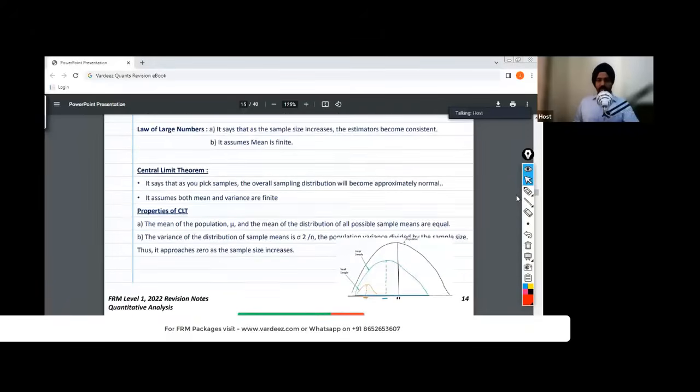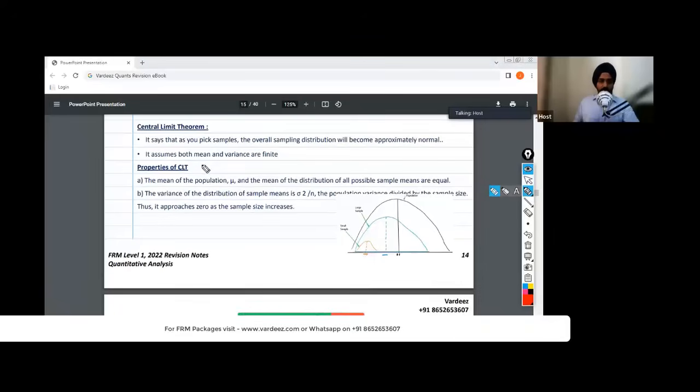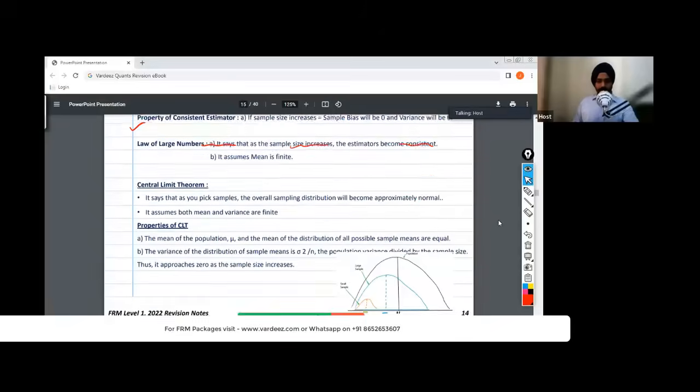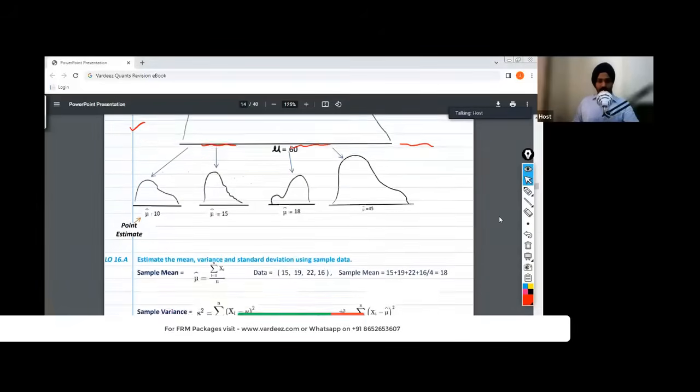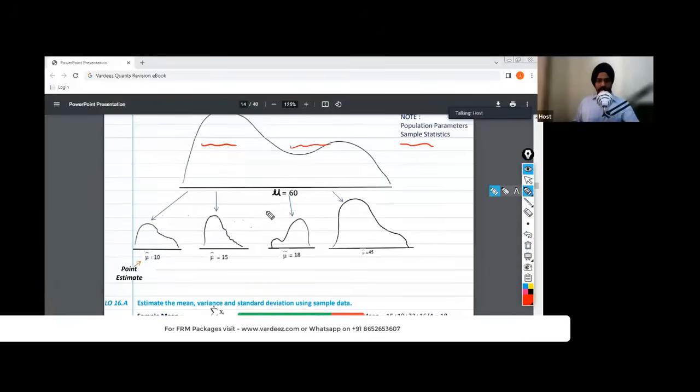What about the central limit theorem? Well, the central limit theorem says that as you pick samples, the overall sampling distribution will become approximately normal. Let me just show you. Let's say I have picked up these 4 samples, and their sample statistics, the sample means, are these.